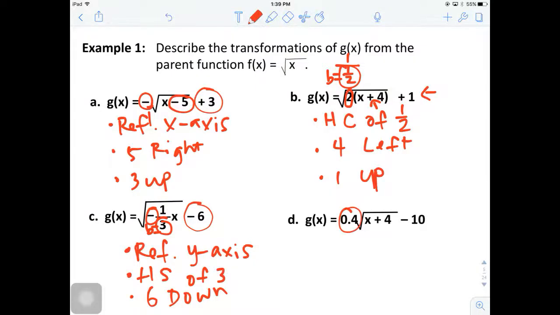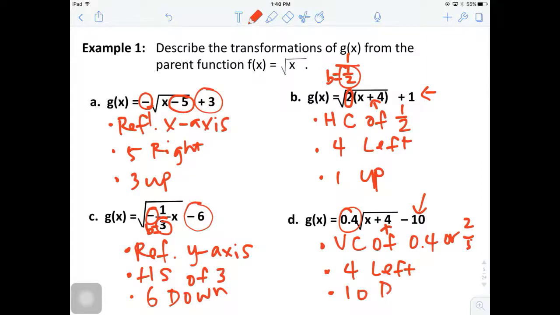Next, we have a 0.4, which is less than 1, right? So A is less than 1 means we have a vertical compression factor of 0.4, or you can say it's 2/5. That's actually equal to 0.4. And then 4, it's a plus 4 inside, so it's 4 units to the left, and then we have negative 10, so that's 10 units down.